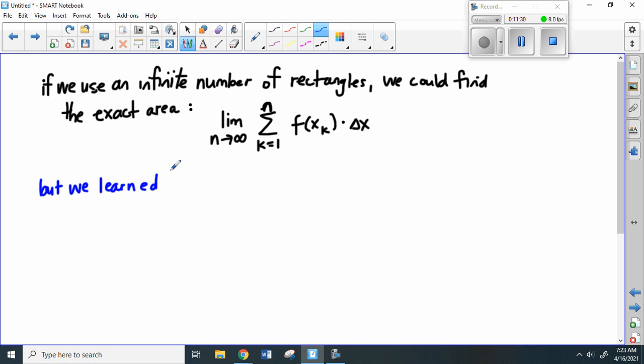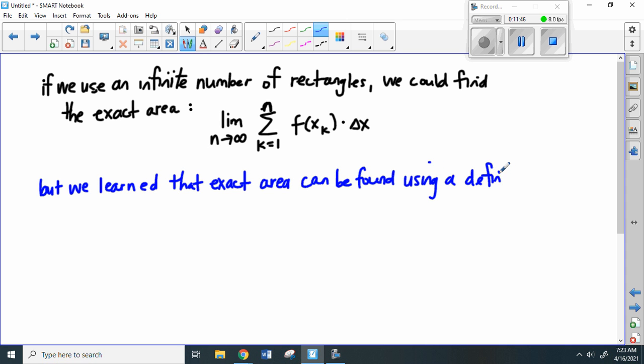But we actually learned another way to find exact area. Don't you remember that exact area can be found using a definite integral? That's what definite integrals do. They find the exact area.